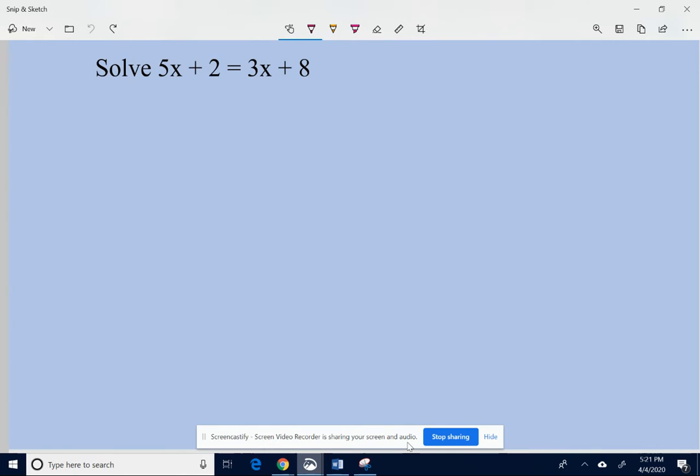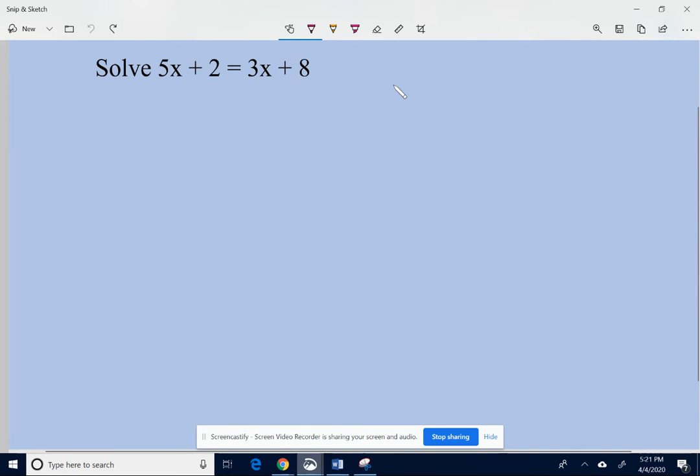Okay, so without the drawings, we're just going to think the same idea that we did with the drawings. We want to get all the x's on one side, and we want to make that happen with addition or subtraction. Think of it this way: if we wanted to get rid of 3x, we could get rid of it by subtracting, because there's no negative sitting in front of it.